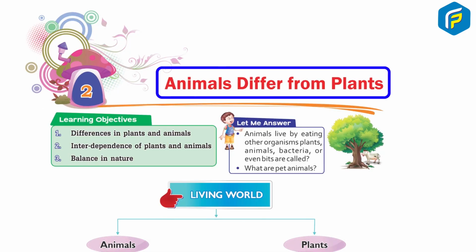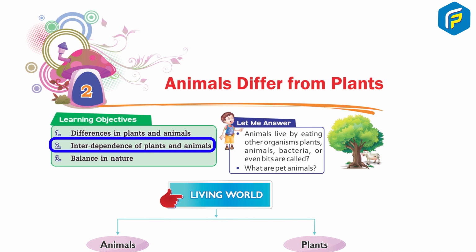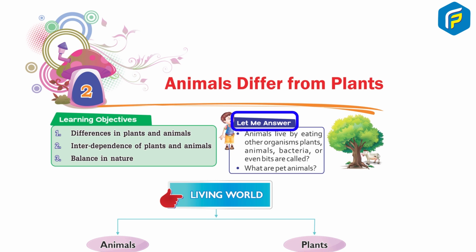Chapter 2. Animals differ from plants. Learning objectives. 1. Differences in plants and animals. 2. Interdependence of plants and animals. 3. Balance in nature.